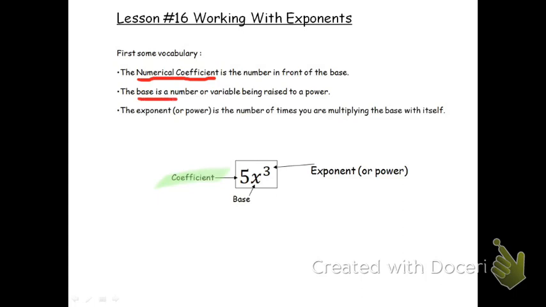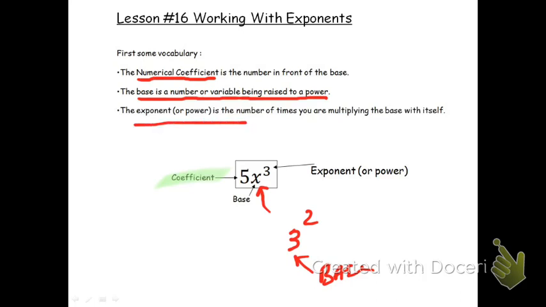The base then is the number or variable being raised to a power. So in this case, our base is x. If that would have been 3 to the second power, our base would have been 3. And finally, the exponent or power is the number of times you're multiplying the base with itself, so that's pretty self-evident. There's our exponent.